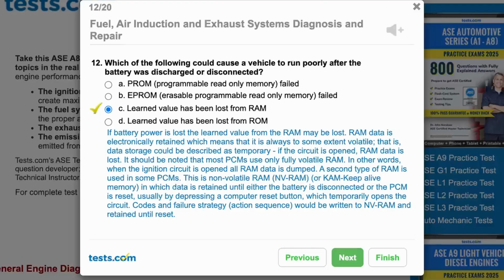A second type of RAM is used in some PCMs. This is non-volatile RAM, or NVRAM, or CAM Keep Alive Memory, in which data is retained until either the battery is disconnected or the PCM is reset, usually by depressing a computer reset button, which temporarily opens the circuit. Codes and failure strategy, action sequence, would be written to NVRAM and retained until reset.